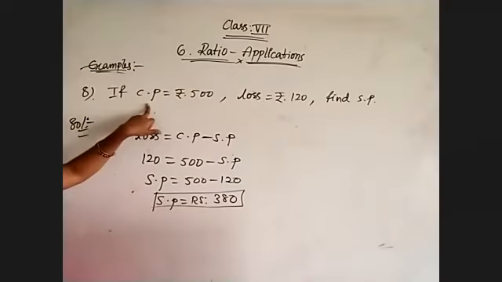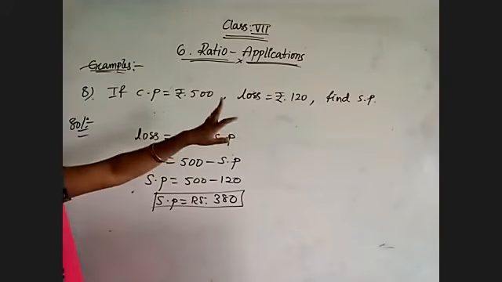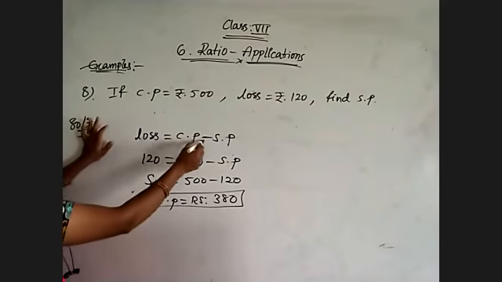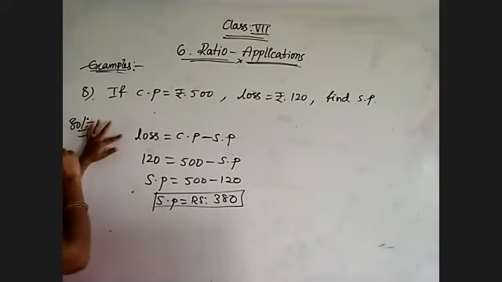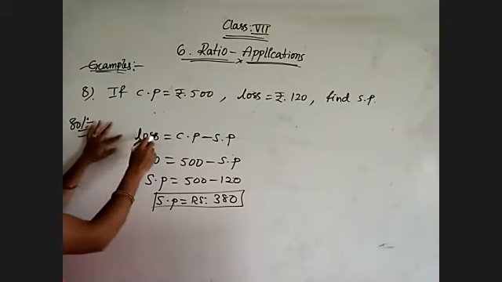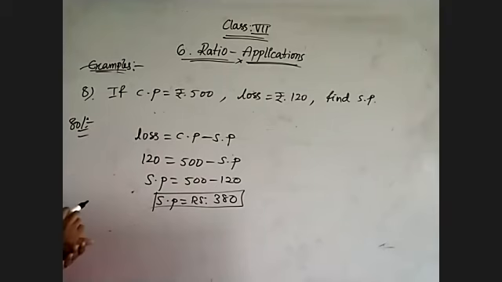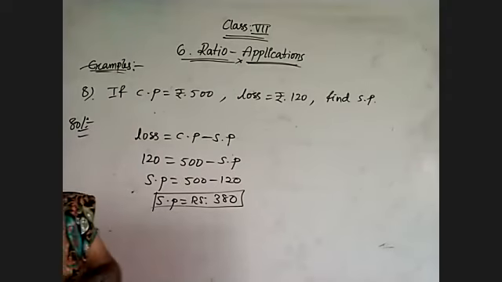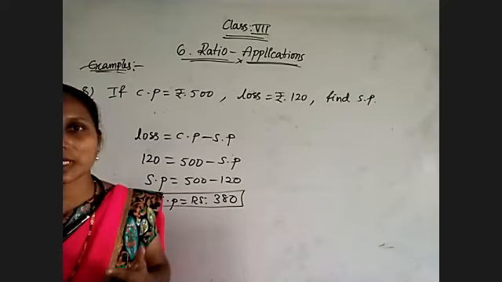That's all. Same thing. If they have mentioned SP and are asking to find out CP, then to get CP, bringing minus SP to this side, plus SP will come. So loss plus SP we have to do. Now we will see one question for profit percent and loss percentage also.